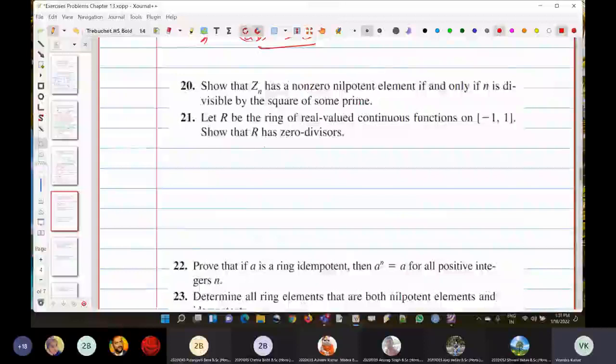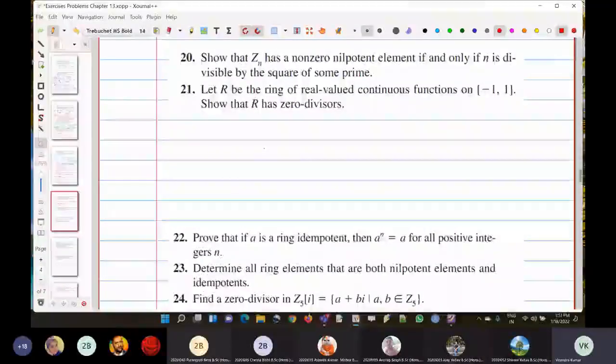In the 20th question, show that Zn has a non-zero nilpotent element if and only if n is divisible by the square of some prime. You can try it, or if you are not getting the solution, I will tell you. Okay, fine. So do it yourself.